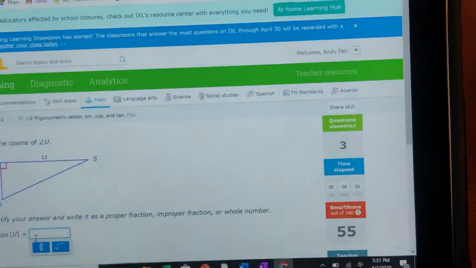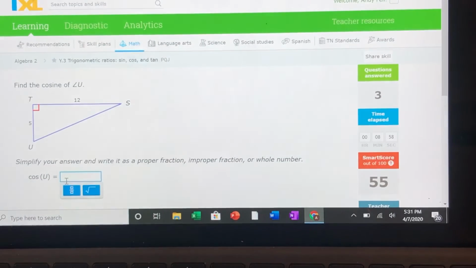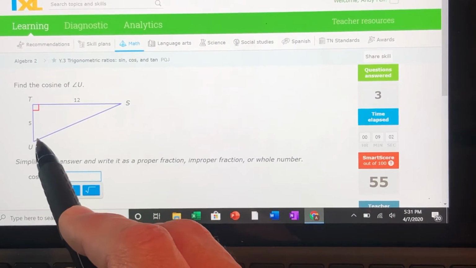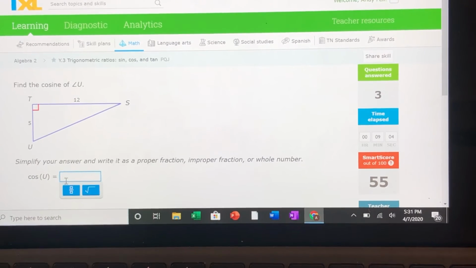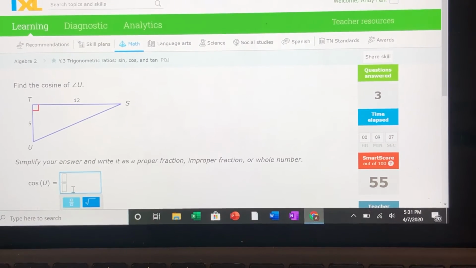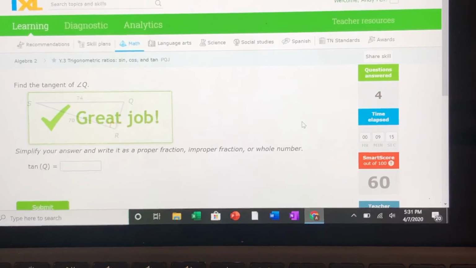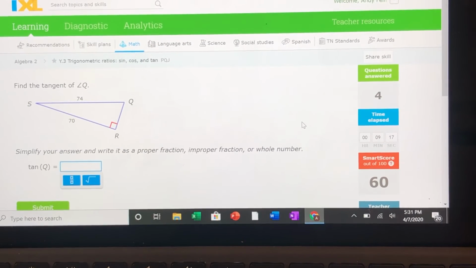Well, let's bring the calculator back in here, or the computer rather. We now know that this is 13, so the cosine of angle U is going to be 5 divided by 13. So on some of these problems, you might have to do just a little bit of Pythagorean theorem to get the answer. But the main idea is just to figure out what these different amounts are, okay?